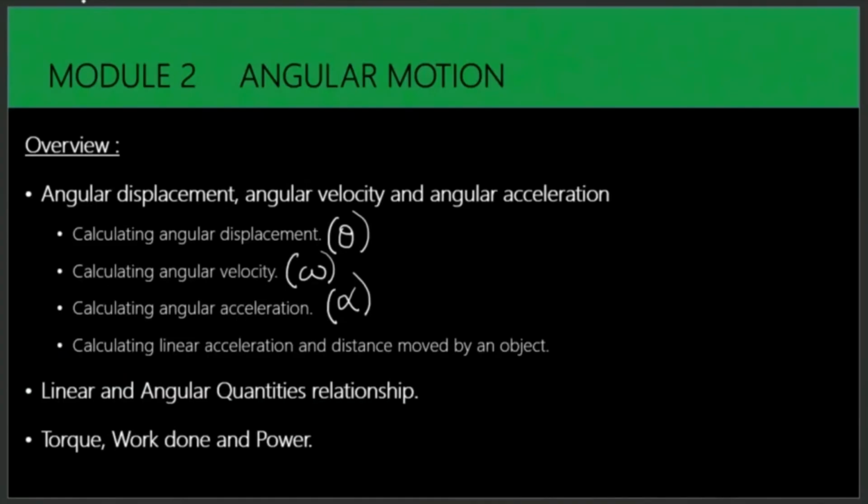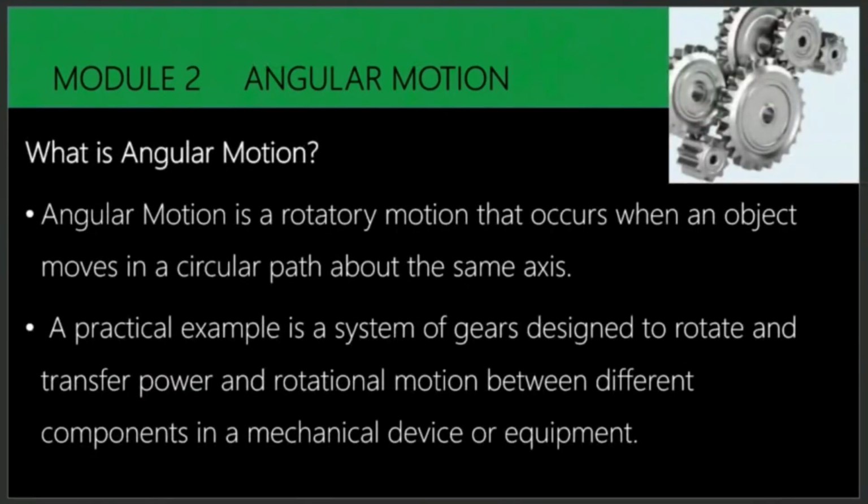Okay, so we're just going to be starting with what angular motion means, which we all know. So this is a rotary motion. So this happens when an object moves in a circular what? In a circular path about the same axis. There is a diagram, a picture that I put here just to show an example of a mechanism that is undergoing an angular motion, which is the gears in mesh. For the mechanical students, I'm sure they will understand more of this. So, like you can see here, we have gears.